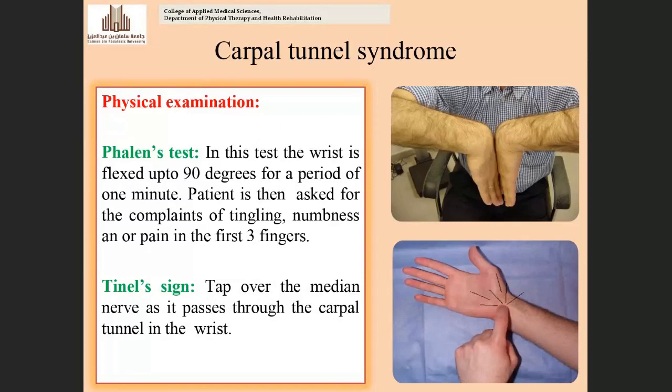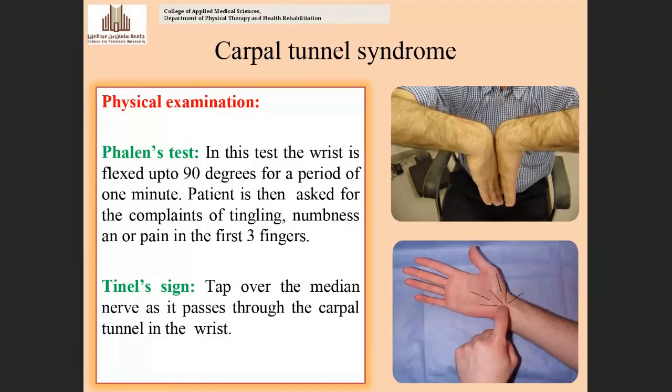There are two very simple tests which will be helpful to identify carpal tunnel syndrome. The first one is known as the Phalen test. You can see the picture. The patient is asked to hold the wrist in 90 degrees of flexion for a period of 1 minute. The patient is then asked about complaints of tingling, numbness, or pain in the first three fingers, because these regions are supplied by the median nerve. This is the first test which will be helpful to identify carpal tunnel syndrome.